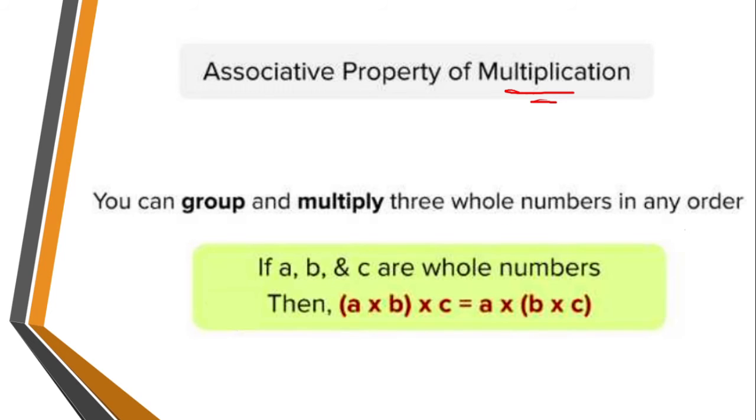Now, if we consider A, B and C as whole numbers, we will take A into B into C. And again we will take A into B into C only. Again we will do the same difference here also. Here we will group A and B and here we will group B and C. So what does it mean? Again, here it means that first we will do A into B and then this product will be multiplied to C. And here we will multiply B and C first and then multiply this product to A. So this is the difference.